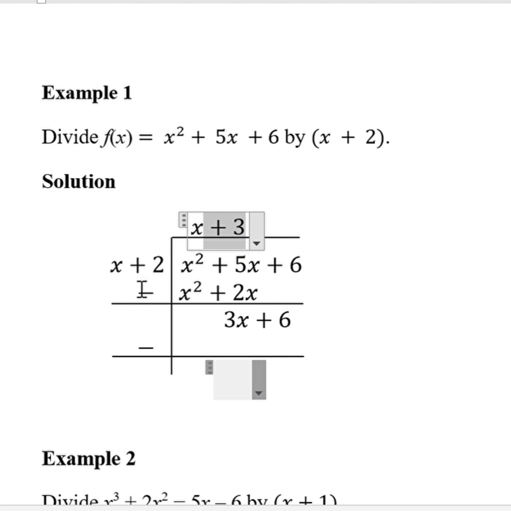Take this plus 3, multiply by all of these. So whatever you have written up here, you will multiply by all of these. 3 times x gives you 3x. 3 times 2 gives you plus 6. So write plus 6 here. When you subtract them, you get 0. So what we have down here is 0.